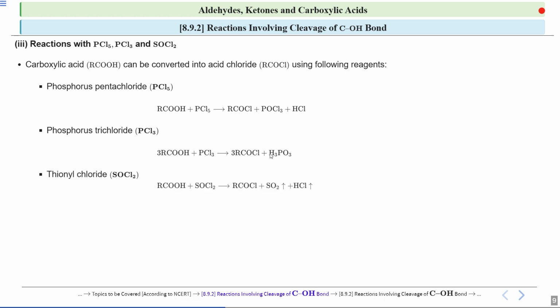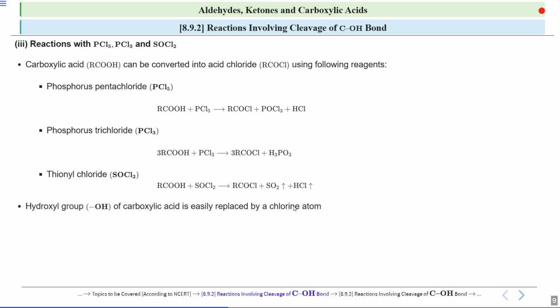Next, we will discuss the reaction with thionyl chloride, which is SOCl2. This reagent is particularly favored because it produces gaseous byproducts. If you see over here, the byproducts which you get are SO2 and HCl. They are gaseous byproducts which can be easily removed from the reaction mixture. So when you react carboxylic acid with SOCl2, you get acid chloride and these byproducts. This makes the purification of acid chloride much simpler. That is why this is particularly favored.